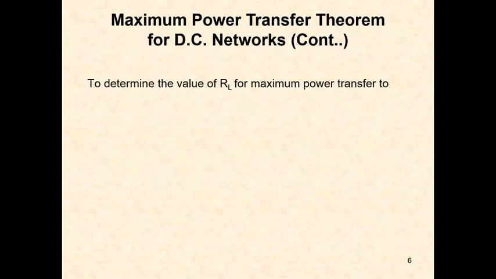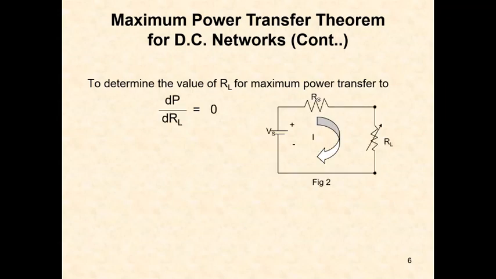To determine the value of RL for maximum power transfer, first differentiate dP by dRL and equate it to 0. First differentiate with respect to RL and equate with 0, because we are assuming that maximum power is being transferred. For maxima or minima, the differentiation of power with respect to load is equal to 0. That is why we differentiate the power with respect to RL and equate it with 0.